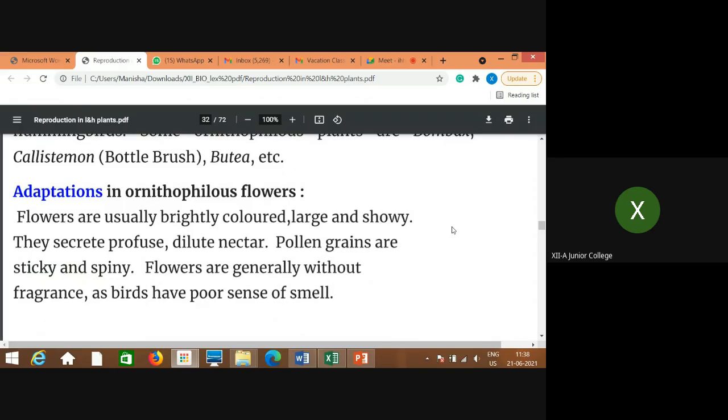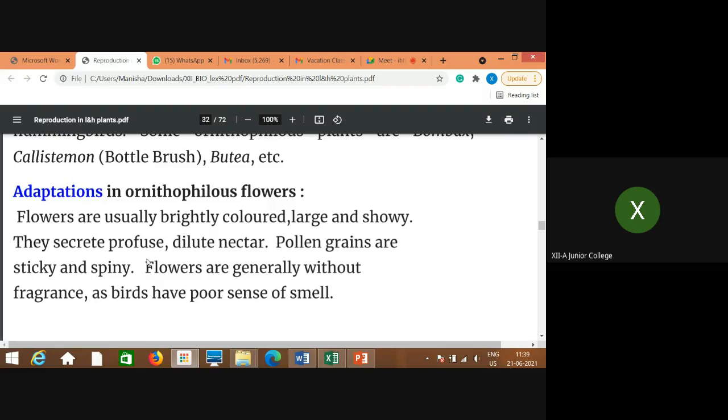So to attract these birds, the flowers are brightly colored and also large. Why large? Because they need to bear the weight of these birds, and they are showy. So to attract, they are showy, brightly colored and large enough. They secrete profuse dilute nectar, and so to get the nectar, these flowers are full of nectar to attract the birds.